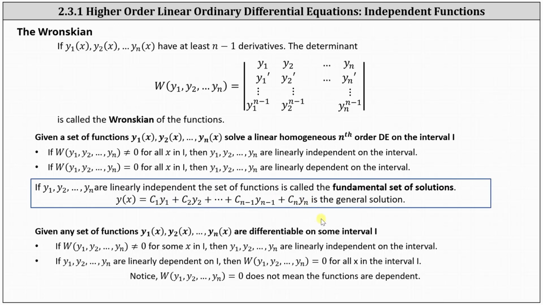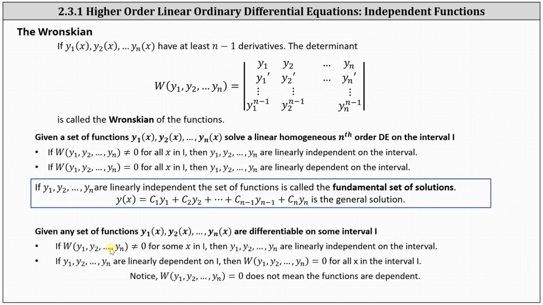I also want to review what the Wronskian means when we have any set of functions y sub 1 through y sub n, meaning these functions don't necessarily solve a linear homogeneous nth order differential equation. So for any set of functions y sub 1 through y sub n that are differentiable on some interval I, if the Wronskian doesn't equal 0 for some x in the interval, then y sub 1 through y sub n are linearly independent on the interval.